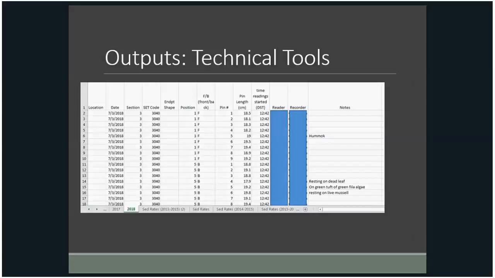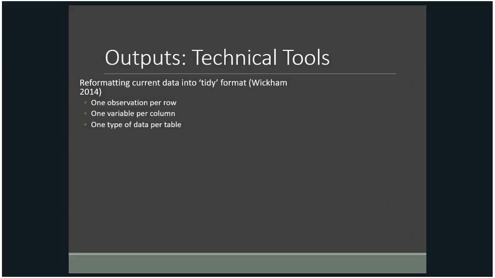So one paper that I'm going to link to at the end of this is from Hadley Wickham, and it's called Tidy Data. This is a big thing in our world especially. The idea is you have one observation per row, one variable per column, and one type of data per table. So you're not getting a big messy data set, and you can kind of control what you're looking at.